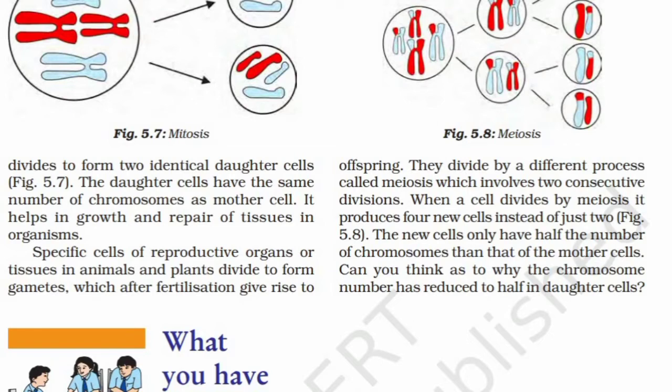The new cells only have half the number of chromosomes of the mother cell. Can you think as to why the chromosome number has reduced to half in daughter cells?